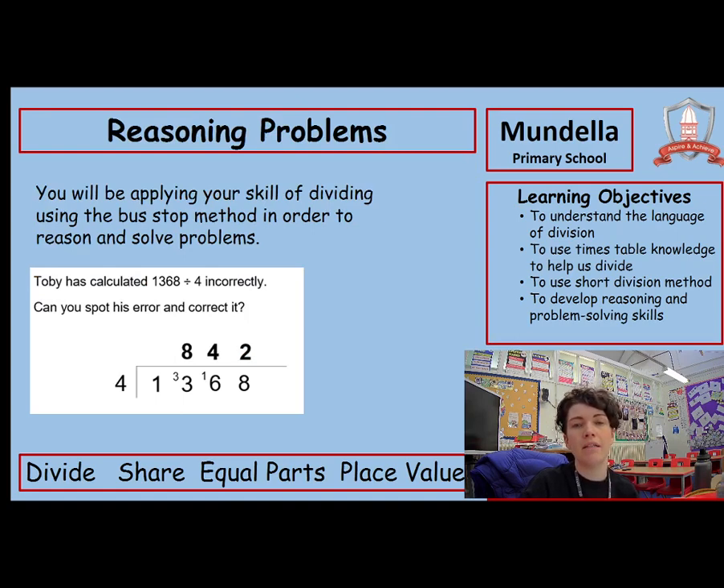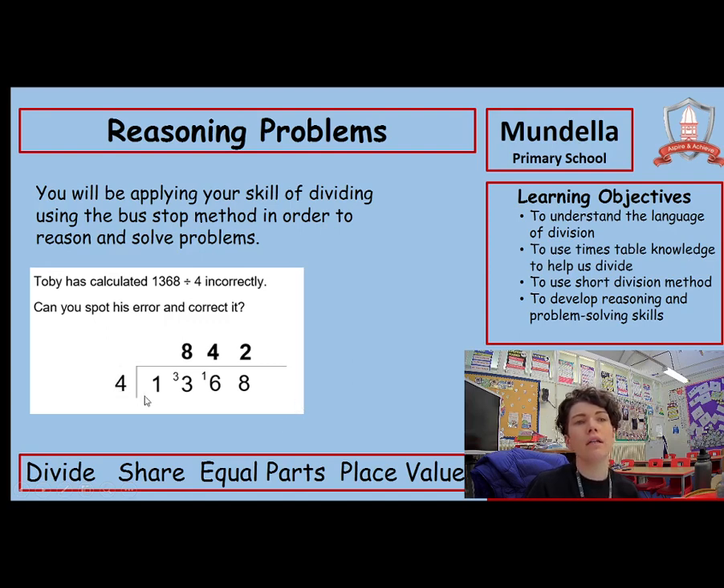As I explained in the introduction, in today's lesson you're going to be applying your skill of dividing using the bus stop method in order to reason and solve problems. Let's look at this example together. Toby has calculated 1,368 divided by 4 incorrectly. Can you spot his error and correct it? So let's go through it together.